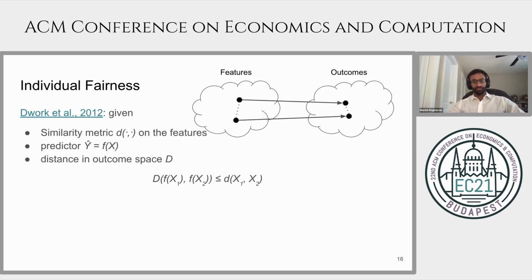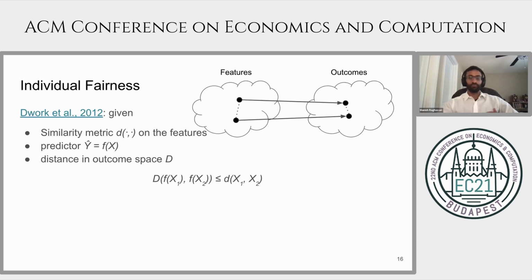Okay, so let's start with individual fairness. Individual fairness comes out of a seminal paper by Dwork et al. in 2012 called Fairness Through Awareness. The premise of that paper was something like the following. Suppose I gave you a distance metric in the feature space, so I could tell you how far apart any 2 individuals were.